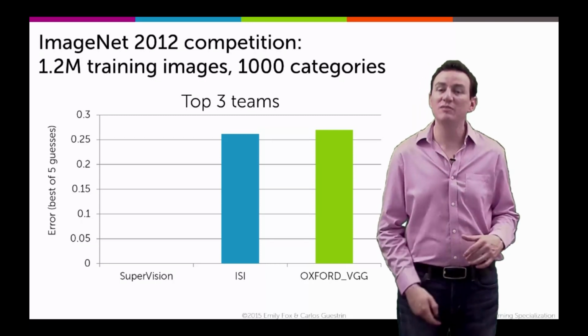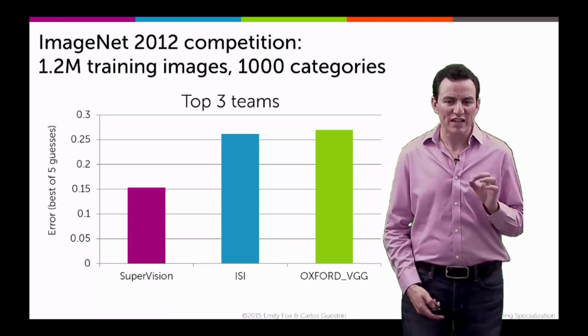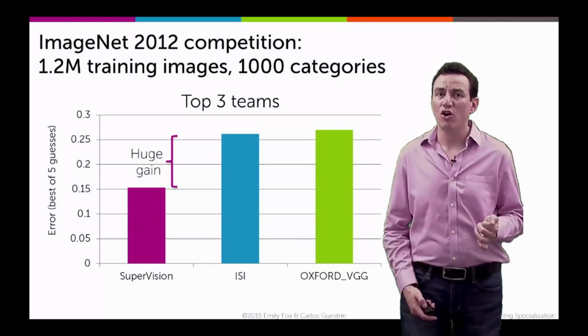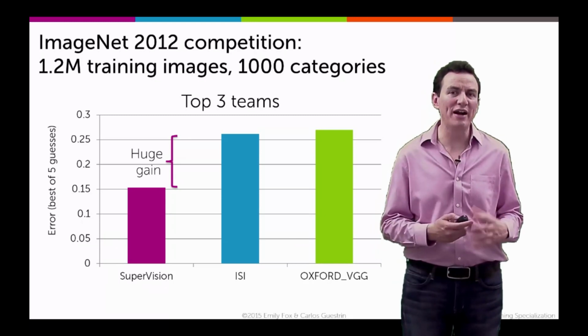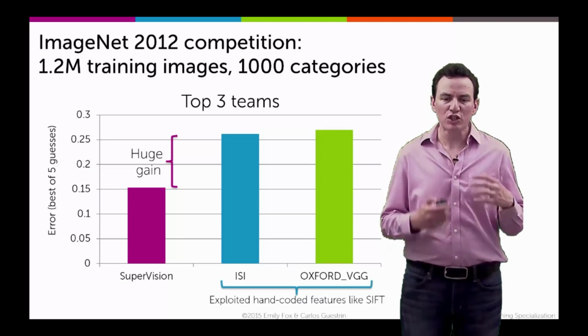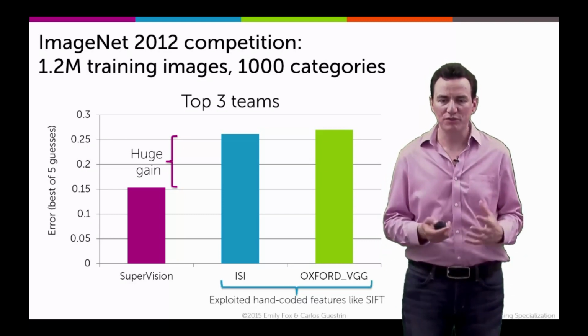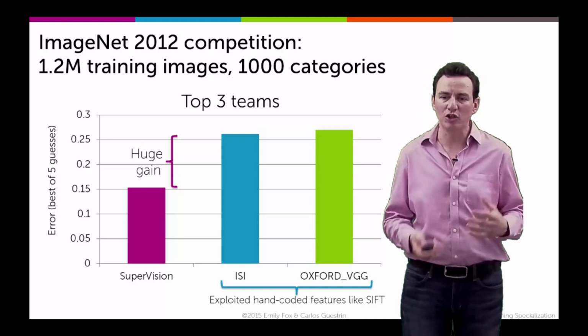Now that year, there's a team called Supervision. That team used a deep neural network and had a huge gain over the competitors. And that performance really sparked a lot of the excitement of using deep neural networks in computer vision, because they didn't have to just use hand-coded features, you'd learn them automatically.